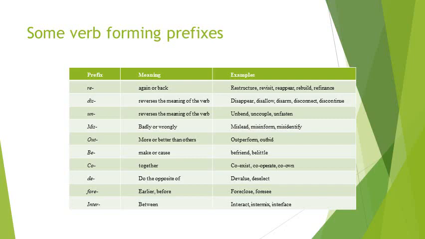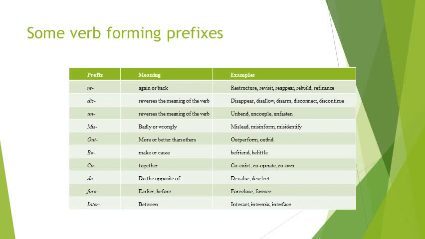Remember, these are cases of verbs that are already in existence. All we need to do is just add prefixes to them to generate new verbs. Other examples are BE, which means to make or to cause. So we have it in examples like befriend and belittle. CO means together. It occurs in words like coexist, cooperate, and co-own.